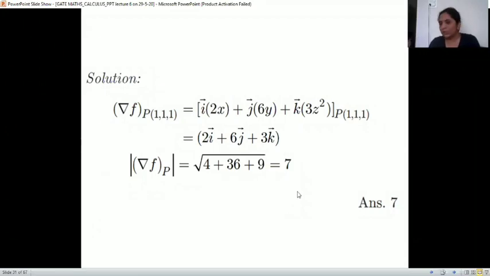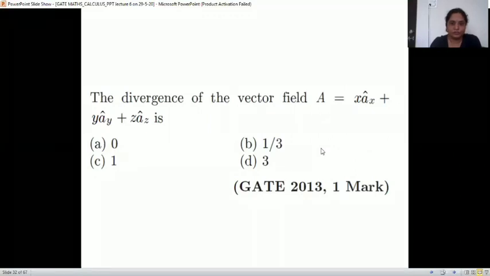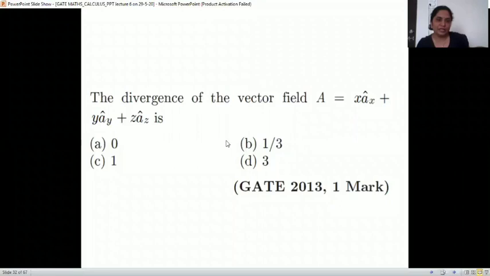Very good. We'll go to the next question. The divergence of the vector field A is equal to x I bar plus y j bar plus z k bar. Divergence is del dot A bar. Find out del dot A bar. Done? Tell me the answer. Option D. Yes, very nice. Option D. It is 3.